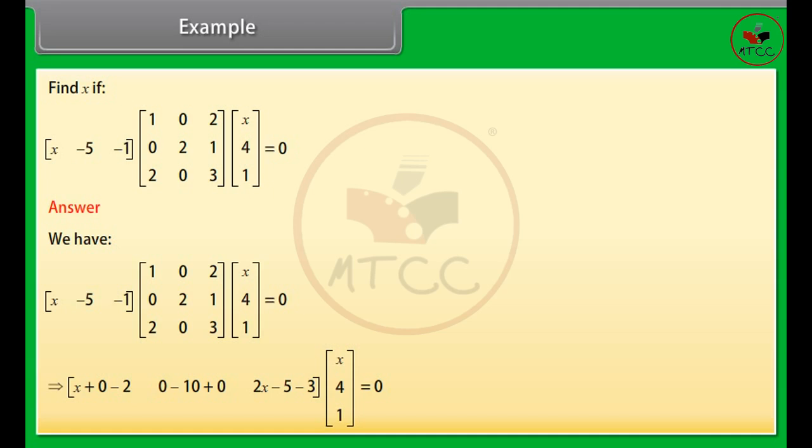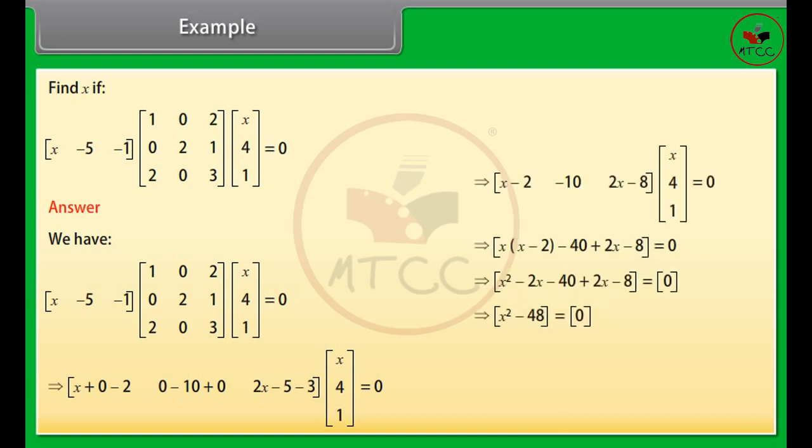It implies that [x + 0 - 2, 0 - 10 + 0, 2x - 5 - 3] multiplied by the matrix with rows x, 4, 1 is equal to 0. Solving this, we get x square minus 48 is equal to 0. It implies x square is equal to 48. It implies x is equal to plus minus 4 square root 3.